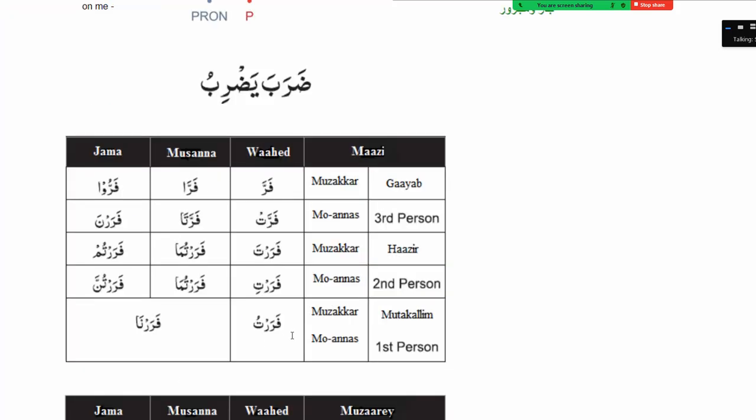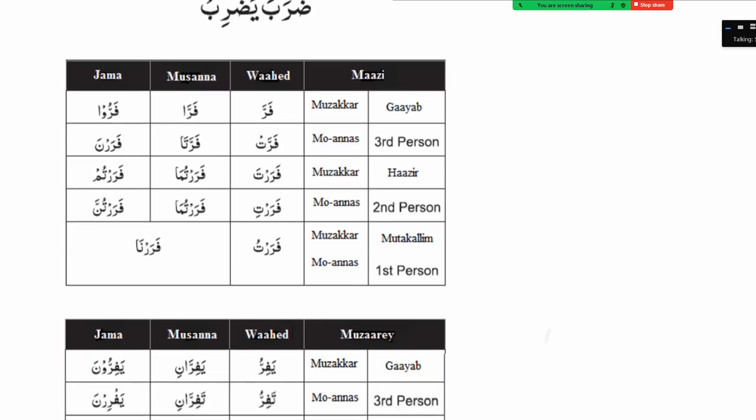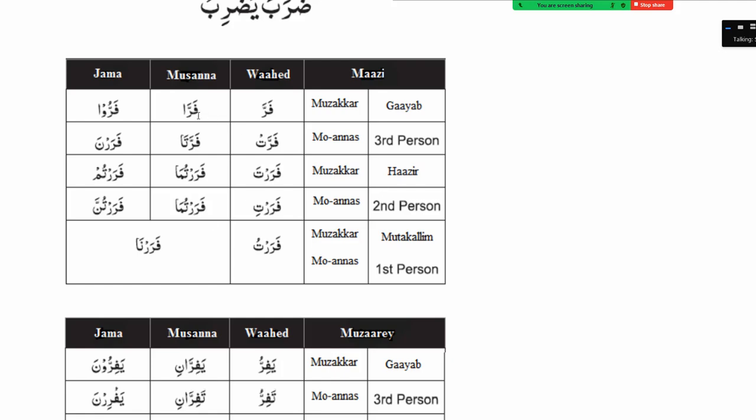Next is daraba yadribu, right? So here the mudari, the middle letter is having a kasra. So I'm taking these type of examples which belong to bab daraba yadribu. And they are farra, farra, farru. The madi would be same, no change to the madi. Farrat, farrata, fararna. Fararta, farartuma, farartum, fararti, farartuma, farartunna, farartu, fararna.